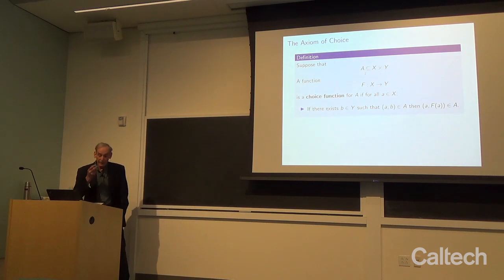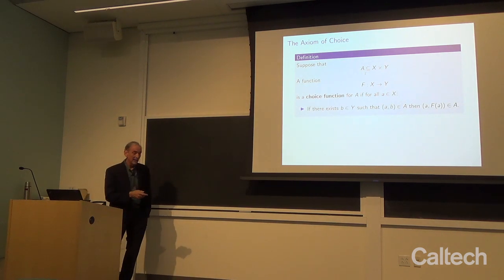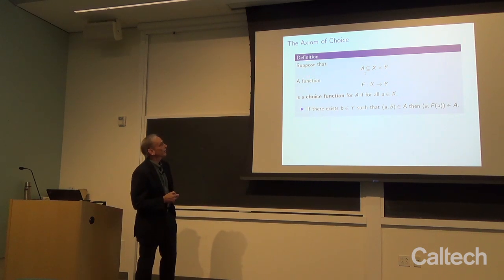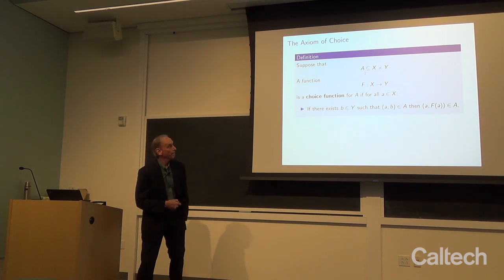Now we can do the same thing with the axiom of choice, because that was another issue that Hilbert raised. So first I have to tell you what the axiom of choice is. If you have a subset of X cross Y, arbitrary sets, a function f is a choice function for that set if for all points a in A, if there is a point b which when paired with a is in the set A, then f picks such a point.